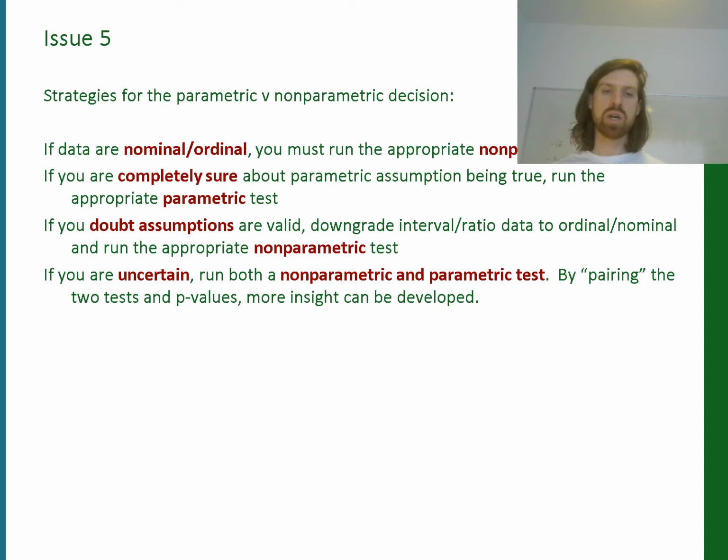So like you have in a histogram, you could put them into buckets, basically, and those buckets, those segments, could be ordinal because then they would have a particular set of categorical meanings within the data, okay? And if you're uncertain, you could just run both non-parametric and parametric tests by pairing them. That might provide you with more insight.